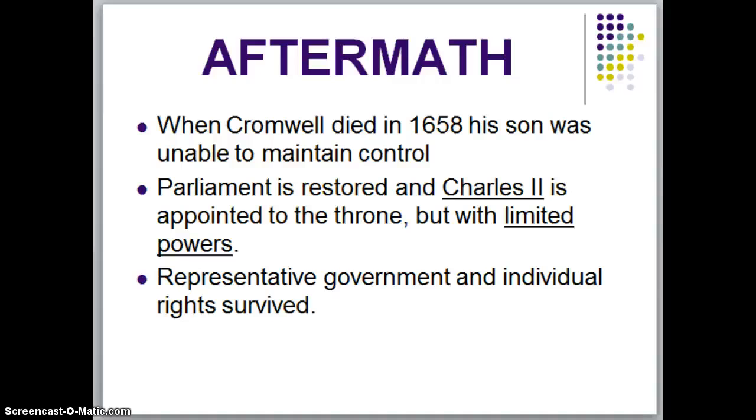And they are going to go to Charles II, who is the son of Charles I, and appoint him to the throne. But there's going to be a little catch. Charles II is not going to be an absolute monarch. He is going to be what is called a constitutional monarch. He's going to have limited powers. So we are going to have representative government, and the individual rights survive.